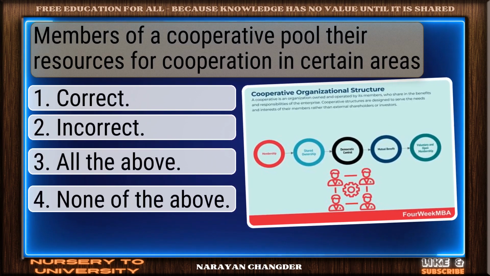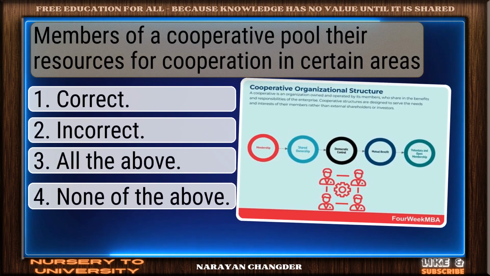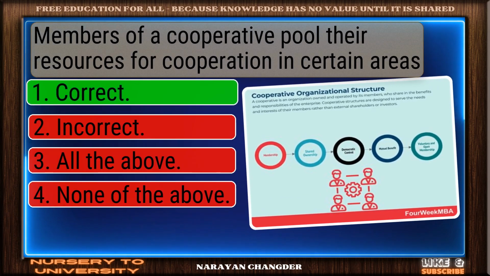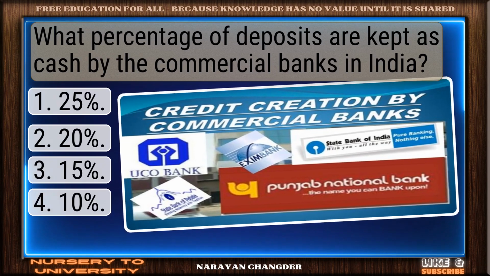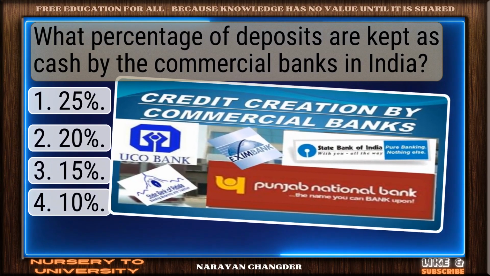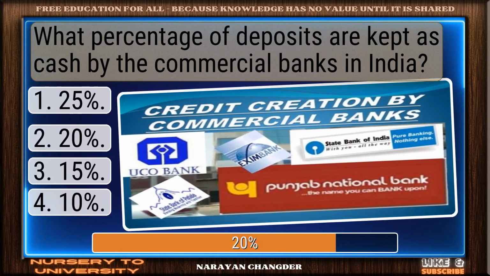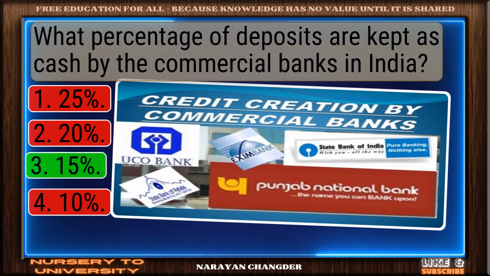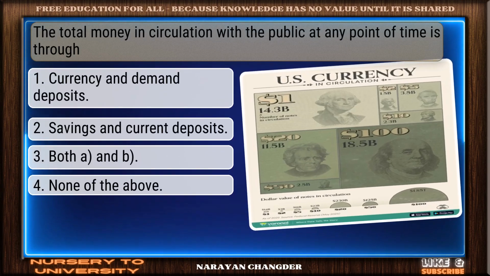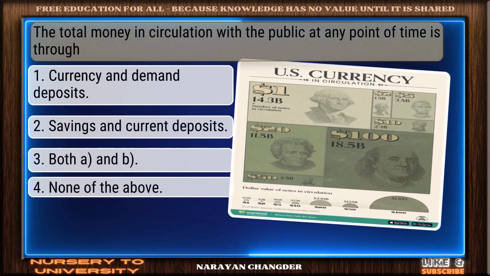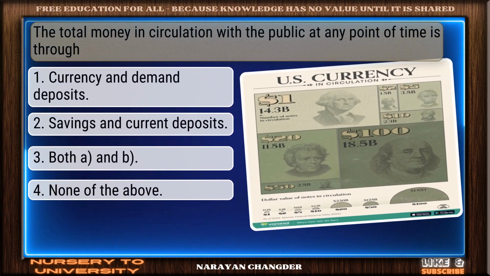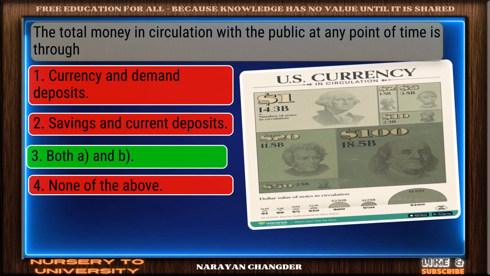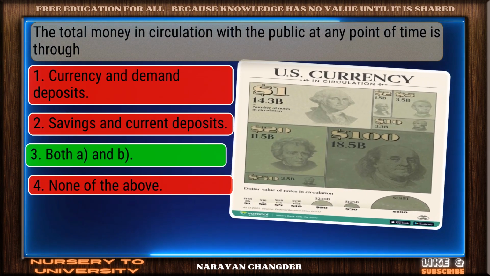Members of a cooperative pool their resources for cooperation in certain areas. Right choice. Correct is best. What percentage of deposits are kept as cash by the commercial banks in India? Nice work. 15% fits perfectly. The total money in circulation with the public at any point of time is through dash. Solid response. Both A and B is valid.